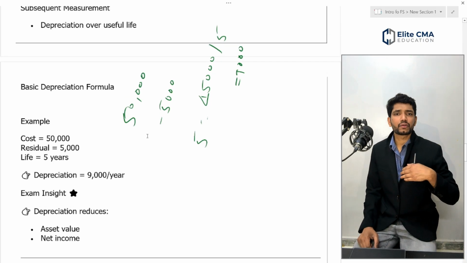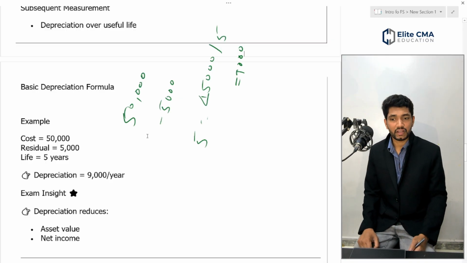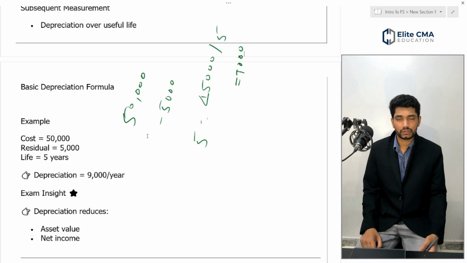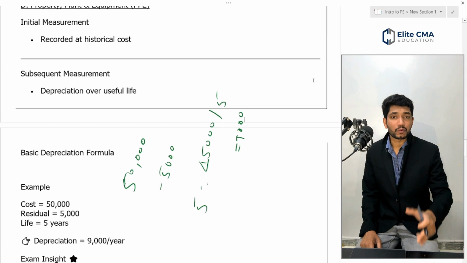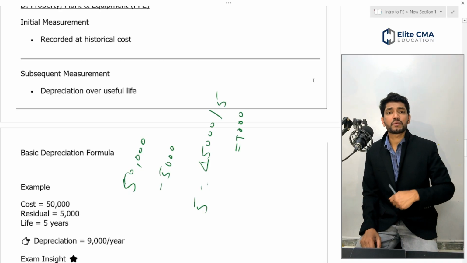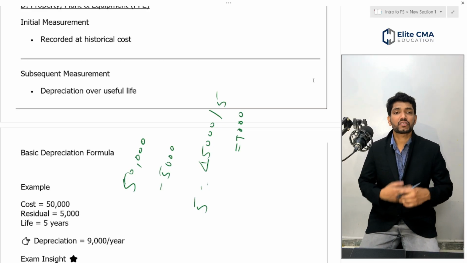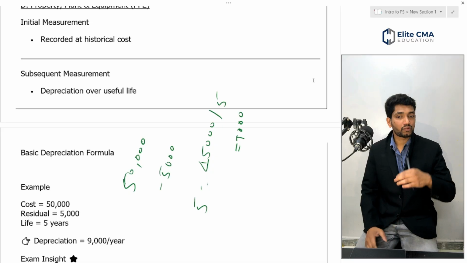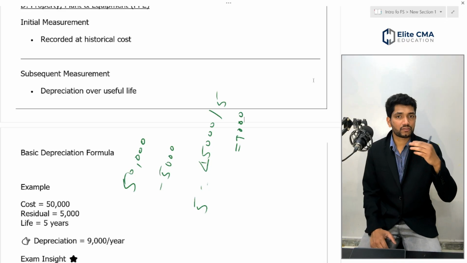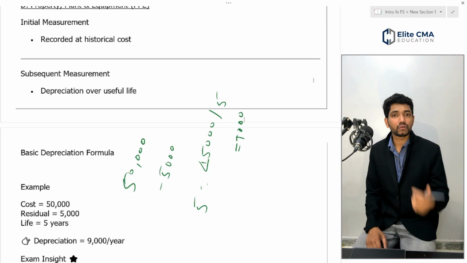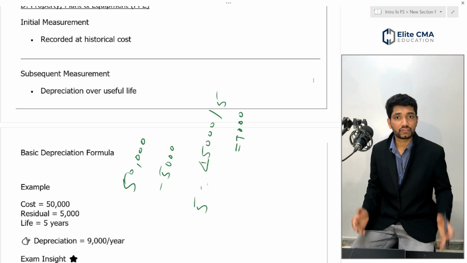So this value we will reduce year to year, and we consider this depreciation as an expense in the profit and loss account. So when it comes to property, plant and equipment, the initial assessment will be based on the historical cost, and depreciation is calculated based on its residual value and expected useful life. Depreciation has to be deducted from the total historical cost to calculate the net property, plant and equipment, or net fixed asset.